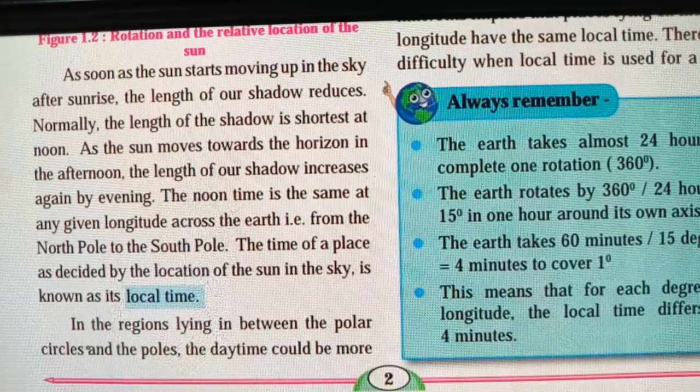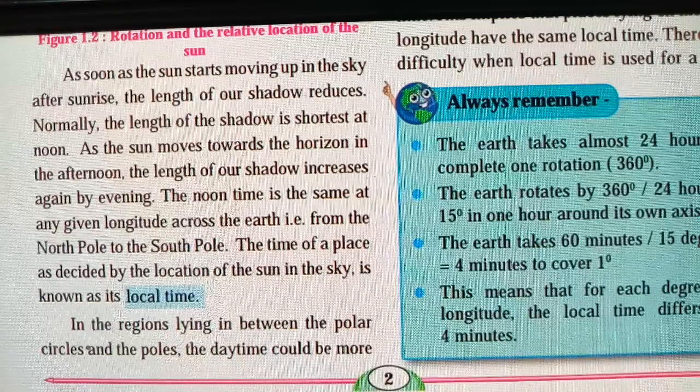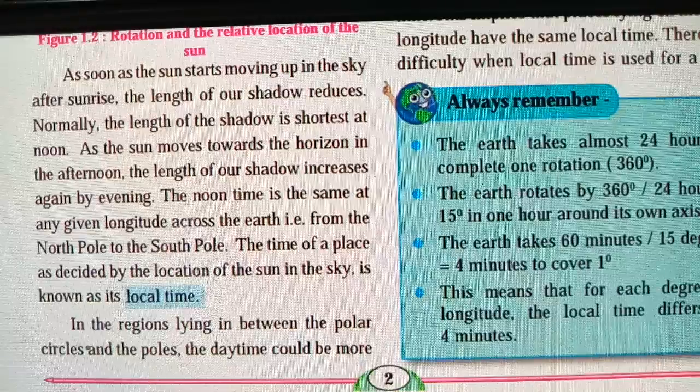As the sun moves towards the horizon in the afternoon, the length of a shadow increases again by evening. So shadow जैसे increase होता है और we are having shadow increases in the evening. We are also having a more increase in the shadow because of the evening.